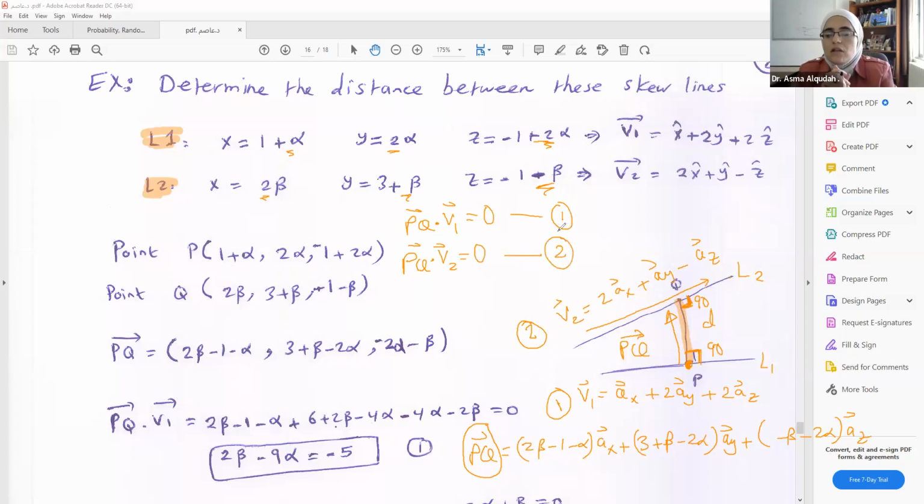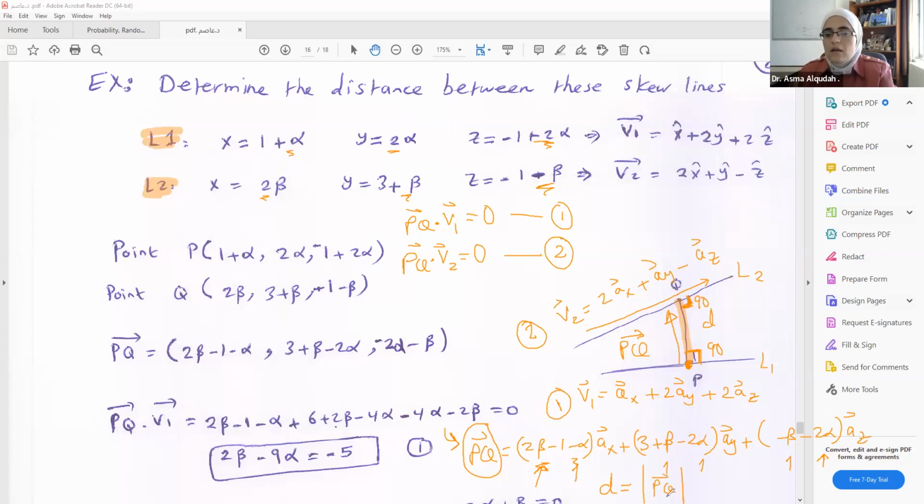Okay, now we solve the two equations. We have two variables, beta and alpha, and we have two equations to solve them, equation 1 and equation 2. We solve for alpha and beta, and after we find their values, we substitute for beta and alpha here, and then we find the vector PQ. The distance D, which is the shortest distance, should be equal to the magnitude of the vector PQ.